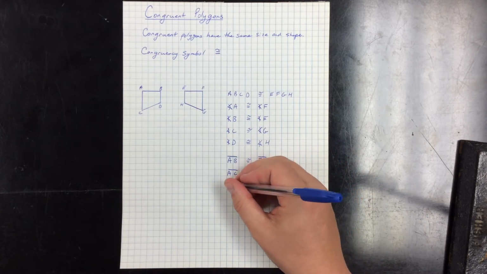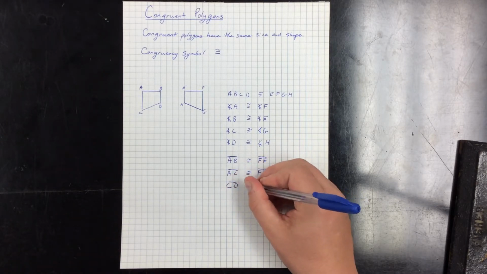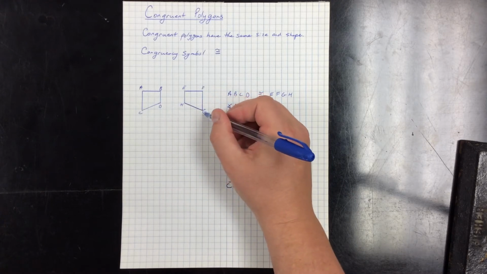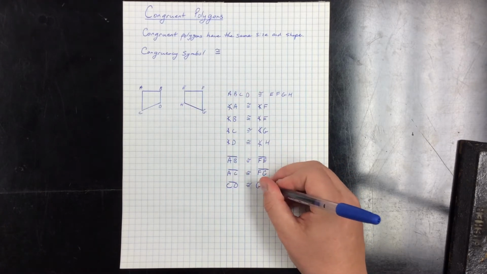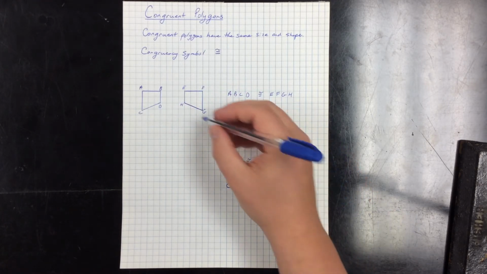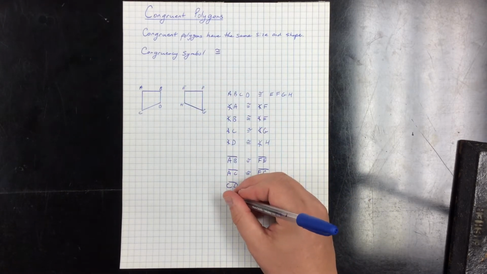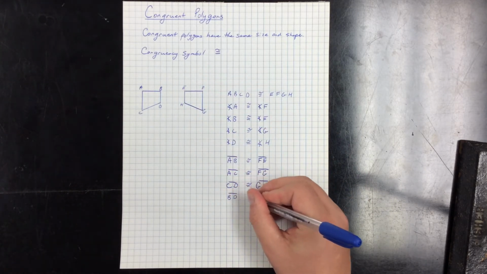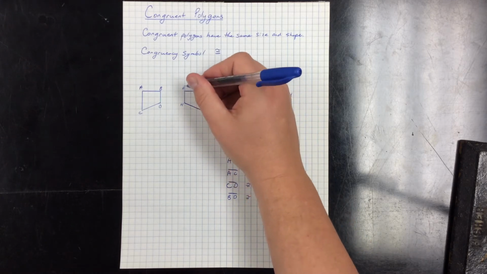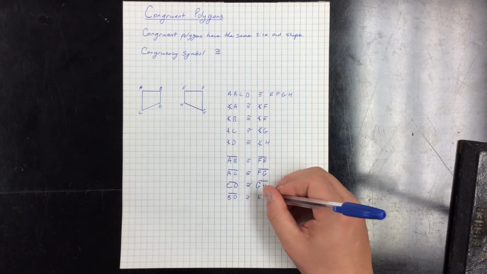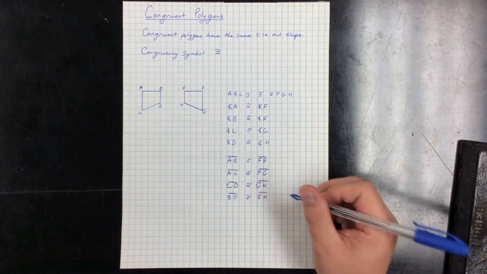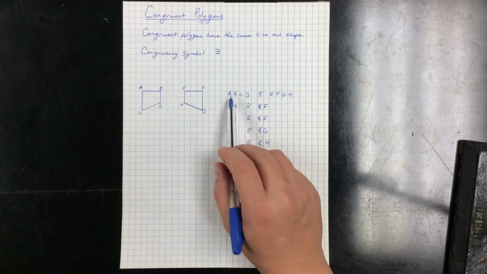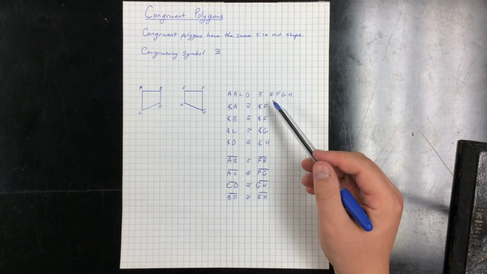So I have side CD is congruent to, I should go this direction, GH. And finally, side BD is congruent to side EH. So in this case, we made the entire shape congruent, and then we broke it apart into the different parts.